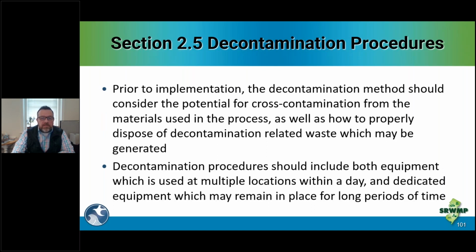Prior to implementation, the decontamination method should consider the potential for cross-contamination from the materials used in the process, as well as how to properly dispose of decontamination-related waste. Decontamination procedures should include both equipment which is used at multiple locations within a day and dedicated equipment which may remain in place for long periods of time.